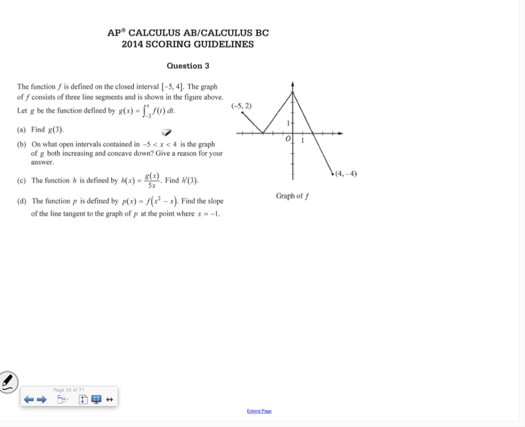So when you see these on the AP exam, you're often going to find areas of triangles or semicircles or whatever. So in this case, it looks like triangles. So the first part says find g of 3. So we know in order to find g of 3, 3 is our x value. So we're plugging in 3 for x in that equation above. So that limit of integration goes from -3 to now 3 instead of x.